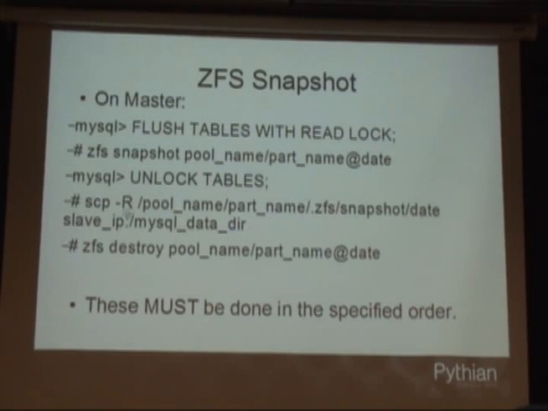Copy stuff off. Again, we're copying to the slave IP, but you could just copy locally to a mount point that's already there for your backups, and then destroy the snapshot. Say, okay, I'm done with it. And again, it must be done in the specified order. It's the same four steps.